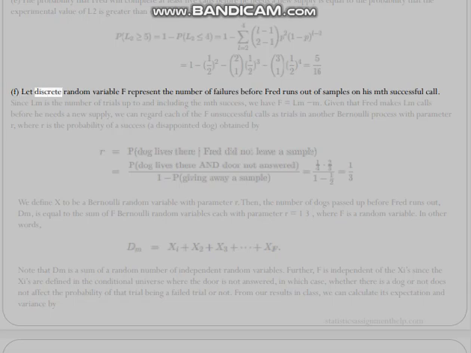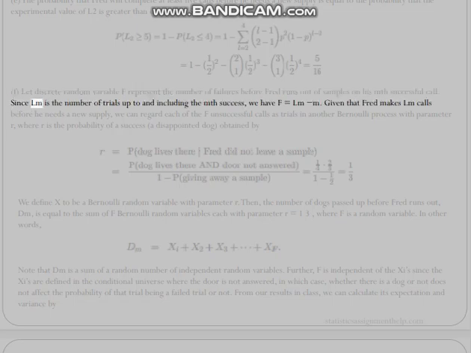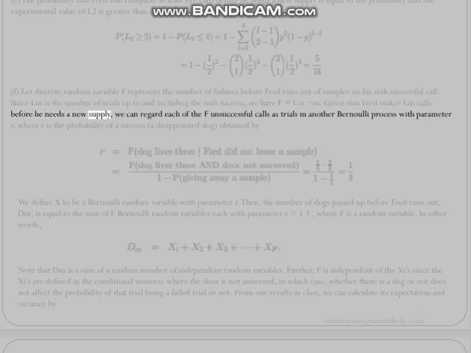F. Let discrete random variable f represent the number of failures before Fred runs out of samples on his mth successful call. Since LM is the number of trials up to and including the mth success, we have f equals LM minus M. Given that Fred makes LM calls before he needs a new supply, we can regard each of the f unsuccessful calls as trials in another Bernoulli process with parameter r, where r is the probability of a success, a disappointed dog, obtained by.